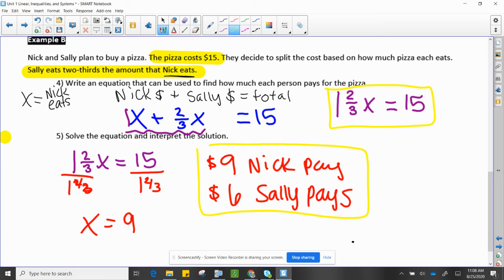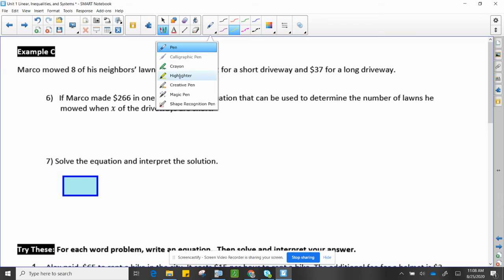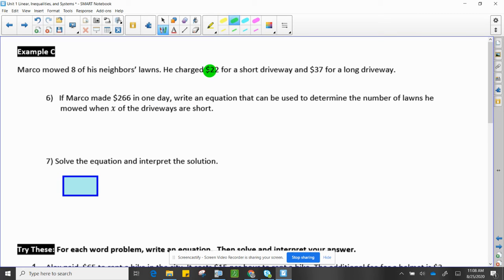All right, we just have one more that we're going to do really fast, and then you guys are going to try some on your own. So I have Marco mowed 8 of his neighbor's lawn. He charged $22 for a short driveway and $37 for a long driveway. So let's highlight some stuff again. So $22 for a short driveway, $37 for a long driveway. Marco made $266 in one day.